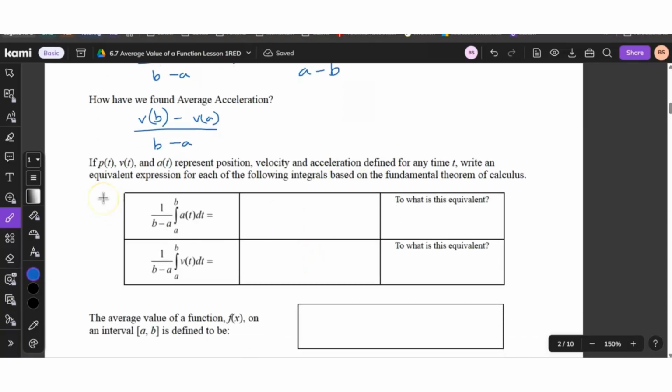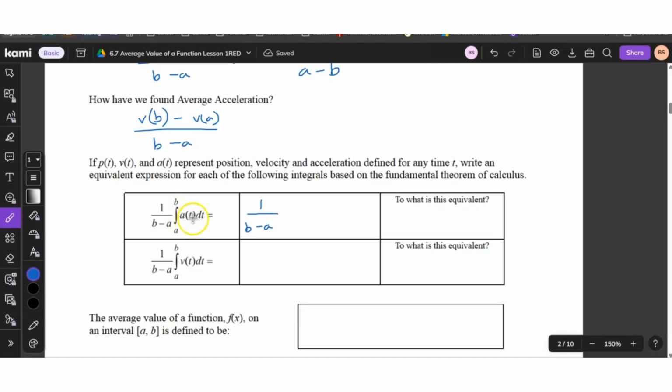All right. If P of T, V of T, and A of T represent position, velocity, and acceleration defined at any time T, write an equivalent expression for each of the following integrals based on the fundamental theorem of calculus. So, if we are going here from A to B, what does it mean to be 1 over B minus A? It's not an inverse or anything. It's just a constant that's going to be in front.